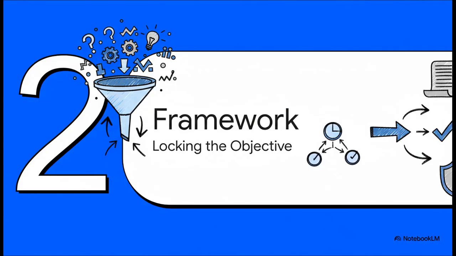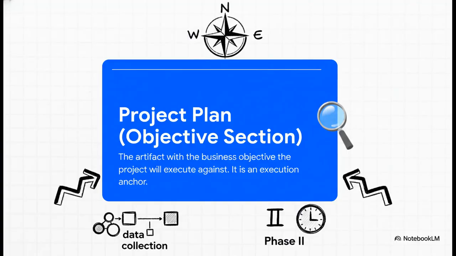All right, let's get into the nitty-gritty. Because for the exam, you've got to know exactly what goes in, what decisions get made, and what comes out the other side. So, the big deliverable we're talking about is the project plan. But for this specific task, we're zooming in on just one part, the section that documents the business objective. Seriously, think of it as the project's North Star. It's the anchor for execution. It guides everything that comes next, especially all that data collection work in Phase 2.